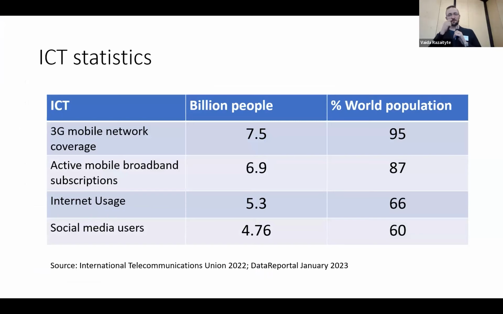As of 2022, according to the International Telecommunications Union, about 95% of the world population, 7.5 billion people, have been covered by the 3G mobile network. About 87% had an active mobile broadband subscription, 66% used internet, and about 60% of the world population were social media users. So that shows that we are reaching for this data because it is quite ubiquitous. Of course, there are differences between countries. In lower income countries, for example, internet usage is about 36%. Still, it's quite a large number in terms of the total population.